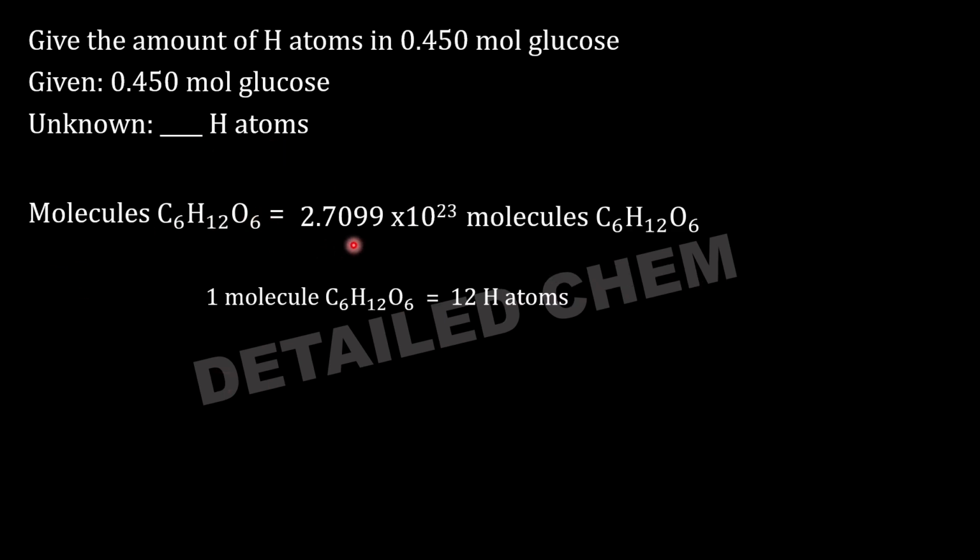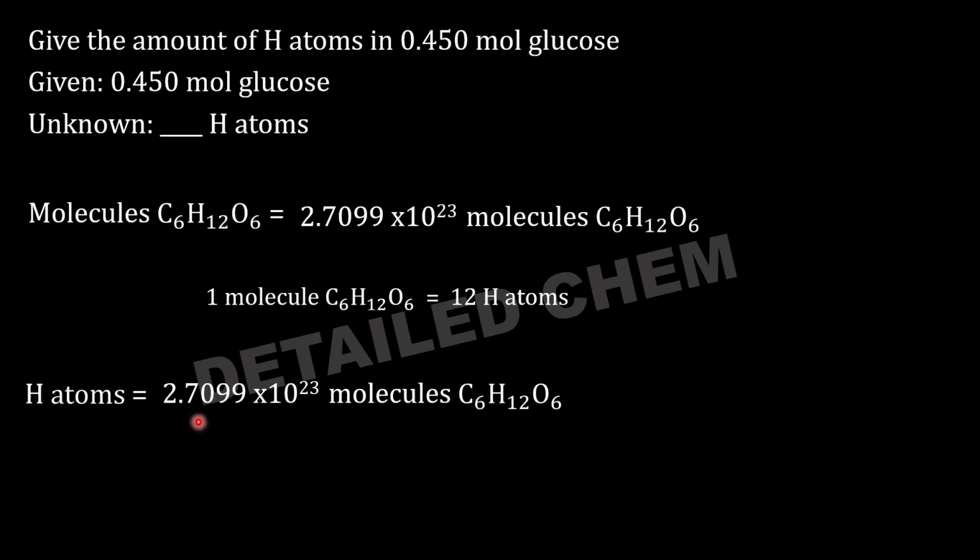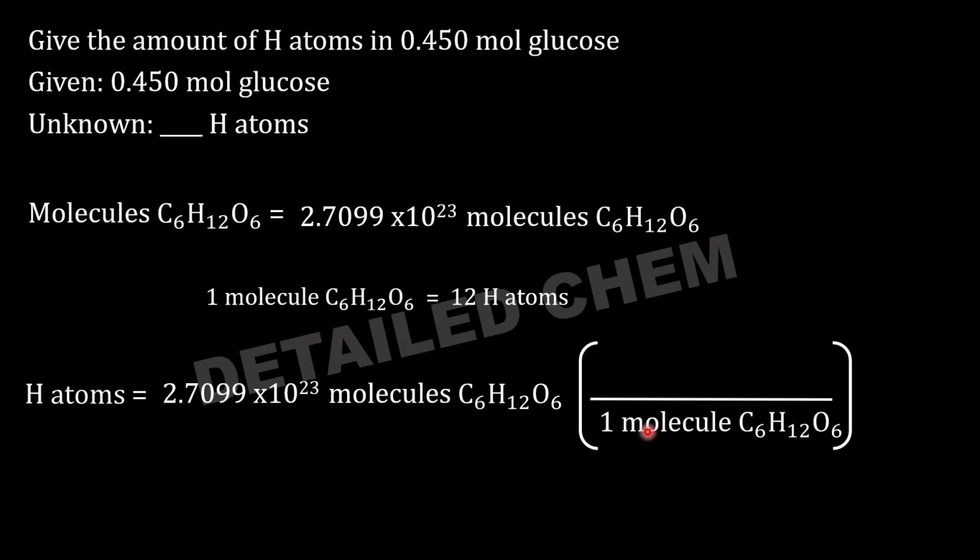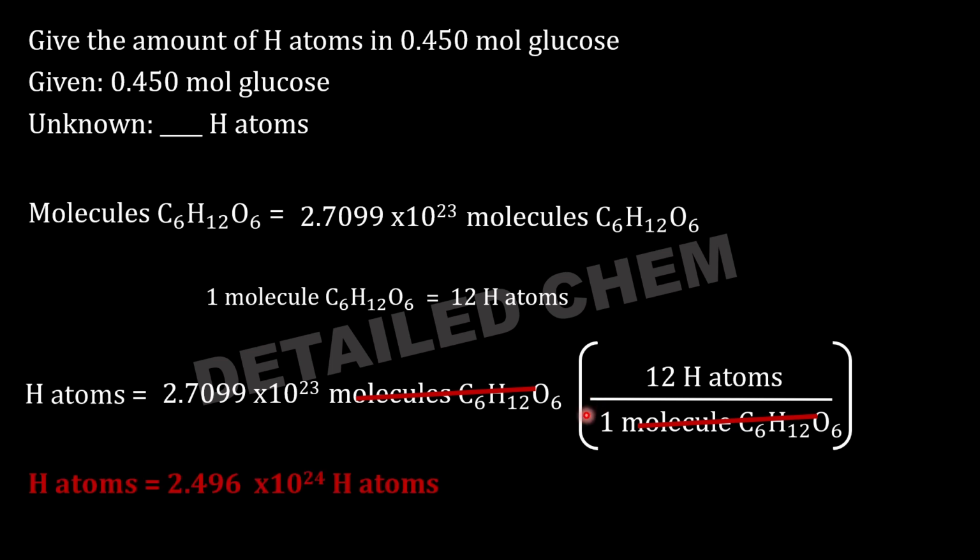So molecules of glucose is equal to 2.7099 times 10 to the power of 23 molecules of glucose. So we all know that 1 molecule of glucose is equal to 12 hydrogen atoms. So H atoms is equal to 2.7099 times 10 to the 23 molecules of glucose. So we will use this relationship. So 1 molecule in order for us to cancel. And the numerator should be the 12 H atoms. So H atoms is equal to 3.252 times 10 to the power of 24 hydrogen atoms, alright?